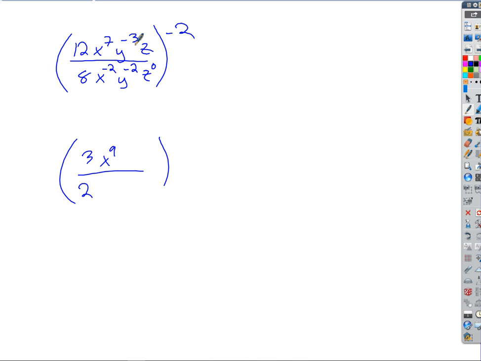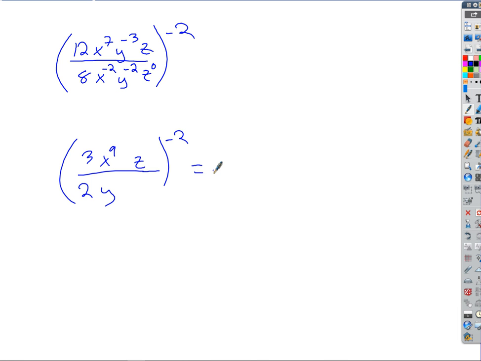Let's use our rule that we just talked about. What's greater, negative 2 or negative 3? Negative 2, so the y stays on the bottom. Negative 2 minus negative 3 is 1. So you get y to the 1 on the bottom, which we wouldn't write. And then z over z to the 0 is just z.